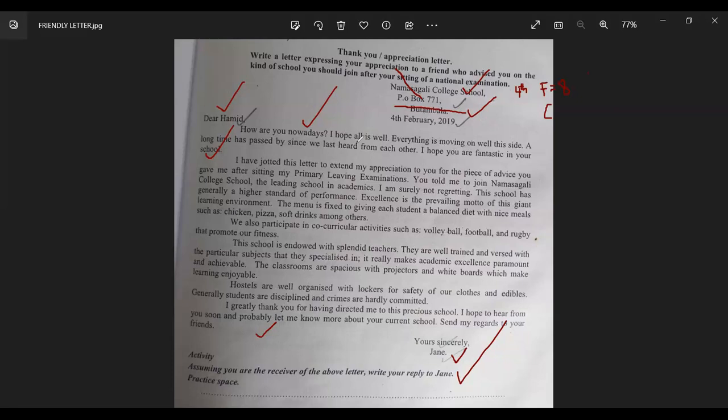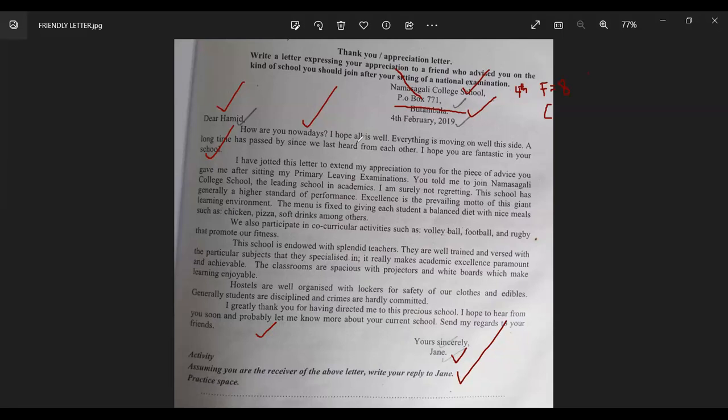Then go ahead and dwell into the content and read. I have jotted this letter to extend my appreciation to you for the piece of advice you gave me after sitting my primary leaving examination. You told me to join Namasagali College, the leading school in academics. I am surely not regretting. This school has generally a higher standard of performance. Excellence is the prevailing motto of this giant learning environment.